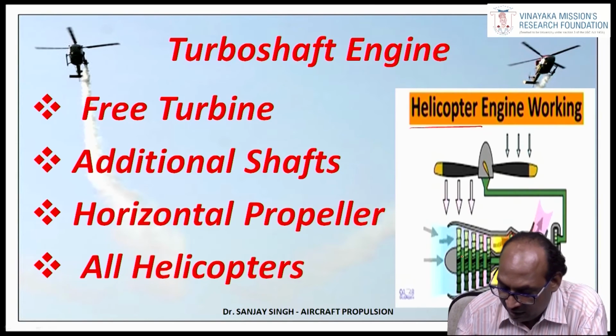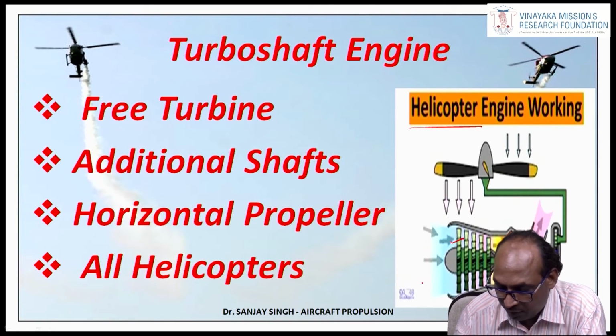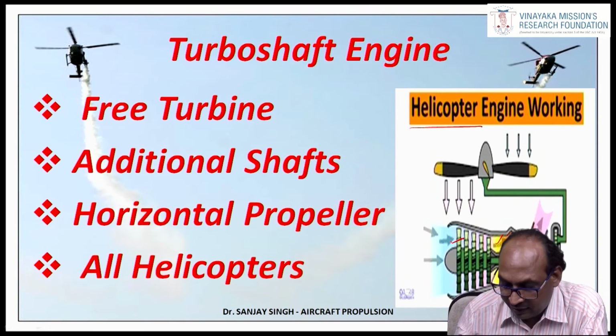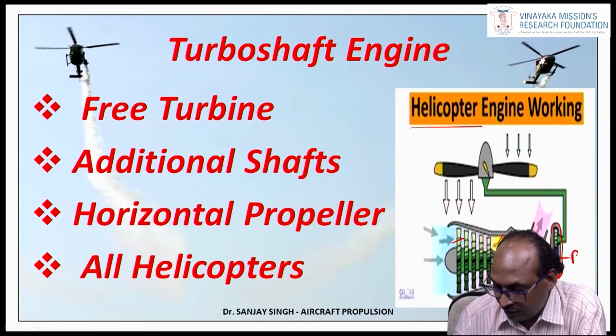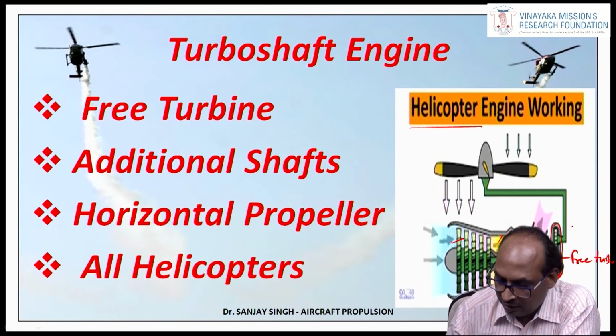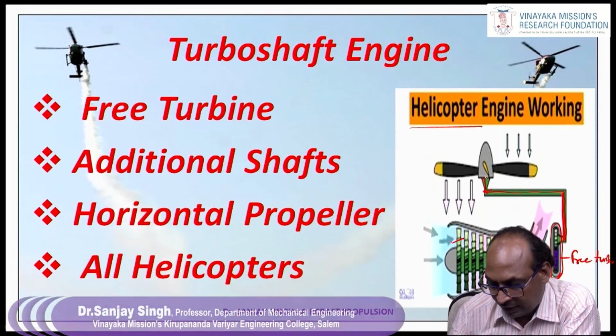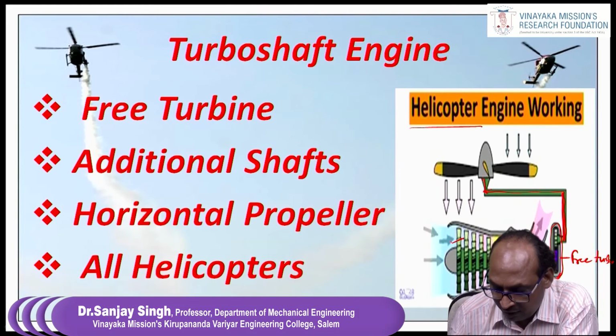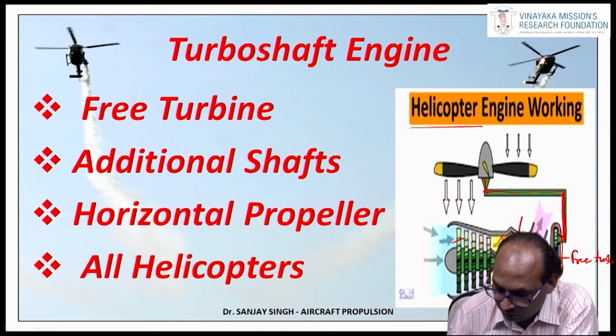The construction is the same as in the turbojet engine. It will also have a compressor, a combustion chamber, and a turbine, and after the turbine we have one free turbine. This is called the free turbine. With the help of a gearbox, there will be another shaft driven, and that shaft will be taken to give drive to the main rotor. And again, the hot gases will be moving out. We can see that this is called the free turbine, and this is called the gearbox.